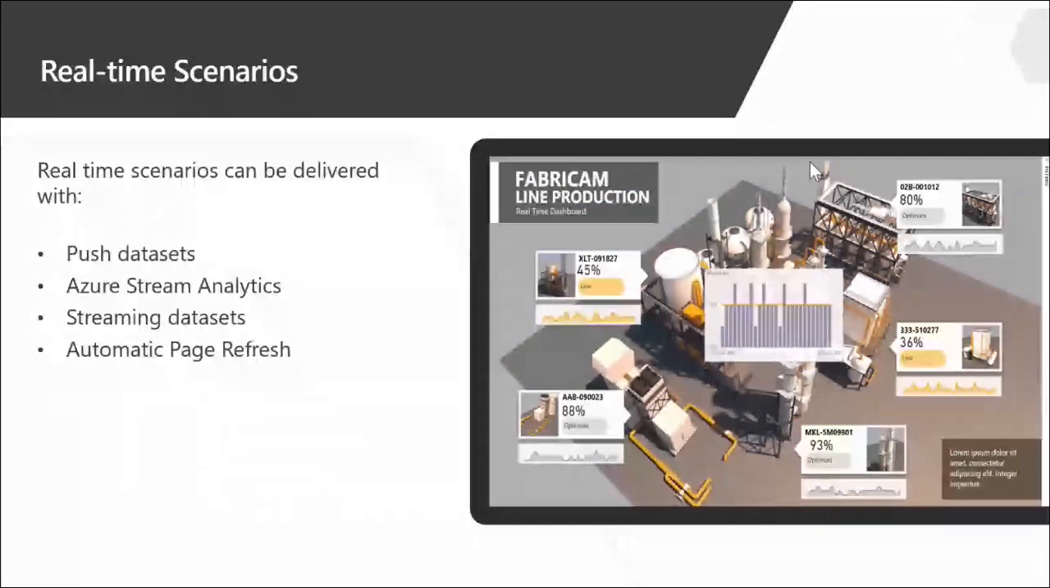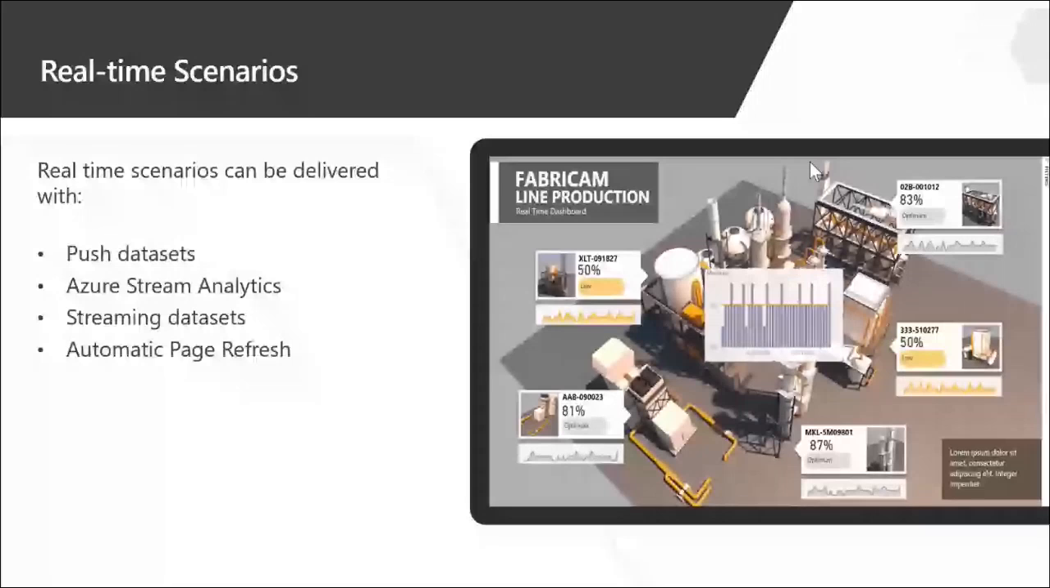Now, there are 4 different ways to represent real-time data in Power BI. The first one is push data sets. So if you have an application that is capturing telemetry, you can send that data directly to the Power BI service. It doesn't go through a database. It goes directly to the Power BI service, and Power BI takes that and represents that in real time. Power BI also integrates nicely with Azure Stream Analytics, which is a service in Azure that lets you process data in real time using SQL, of course.